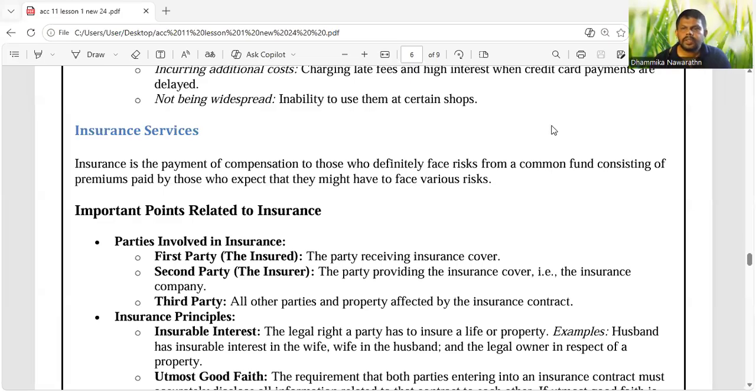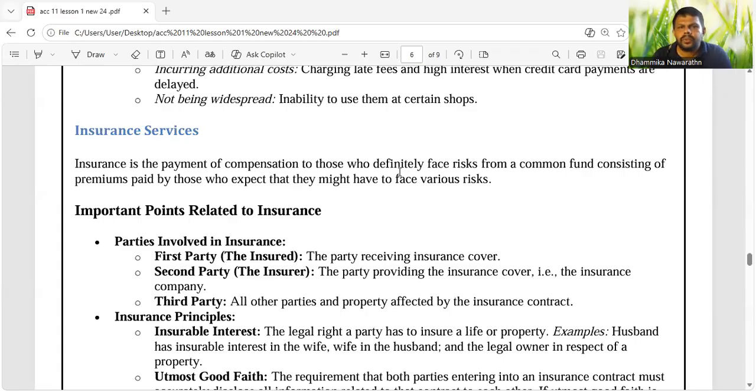Okay, students, today we are going to study Business Studies Part 2, Grade 11, regarding Lesson 1, Part 2 of Lesson 1. We have discussed trade. Now we are going to the insurance services. Then, what do you mean by insurance?